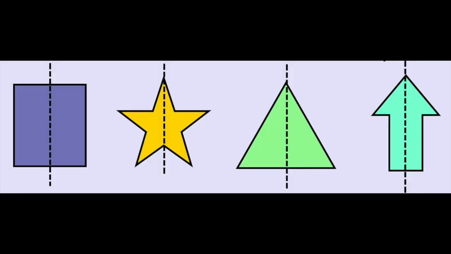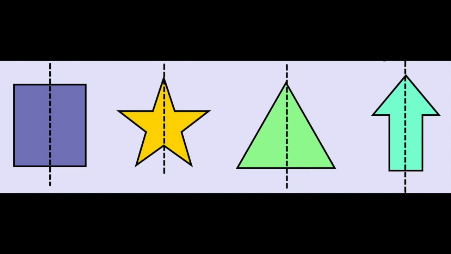In this first image, we have 4 different shapes, and you can see the dotted line down the center. That is the line of symmetry. That is the line where if you were to fold that shape in half, the 2 sides would lay exactly on top of each other. So the rectangle, you could fold that right in half. Those 2 sides are identical. In the star, the 2 sides are identical. They are, from yesterday, congruent. You could fold one on top of the other. Same with the triangle, and same with the arrow.